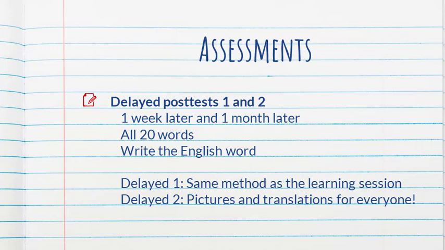They had 2 delayed post-tests. One happened 1 week later, the other happened a month later. And they had to write the English word once again, but this time all 20 words at once in one test. The first delayed post-test followed the same method as the learning session, so pictures, pictures, translation, translation.